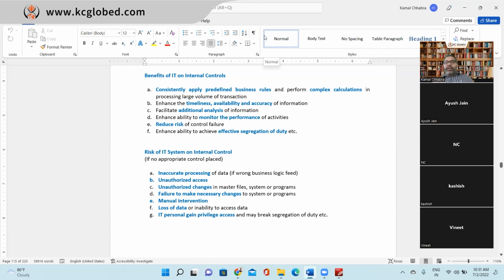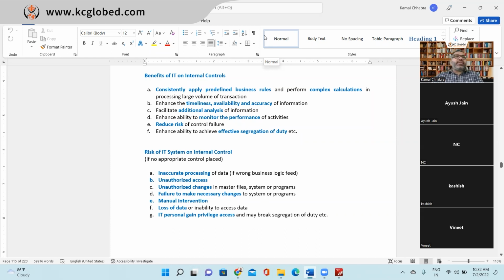So it's the accurate availability of information on a real-time basis, right? That is how it is possible. It's possible through the information system only, and there's strong integration and interface among those respective systems, right? Next is facilitating additional analysis of the information.